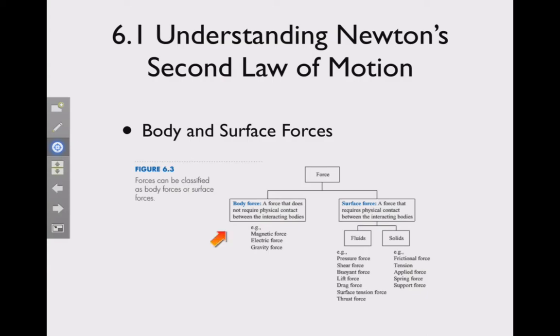Another category of forces is body forces, and these are forces that don't require physical contact between the interacting bodies. The main one that we're familiar with is the force of gravity, which acts on each particle or each molecule, for that matter, anything with mass inside the body that we're considering. And then, of course, magnetic and electric forces also act at a distance and don't require contact.